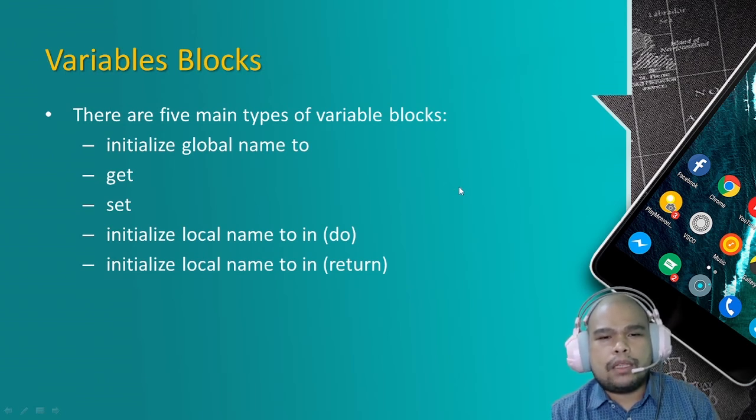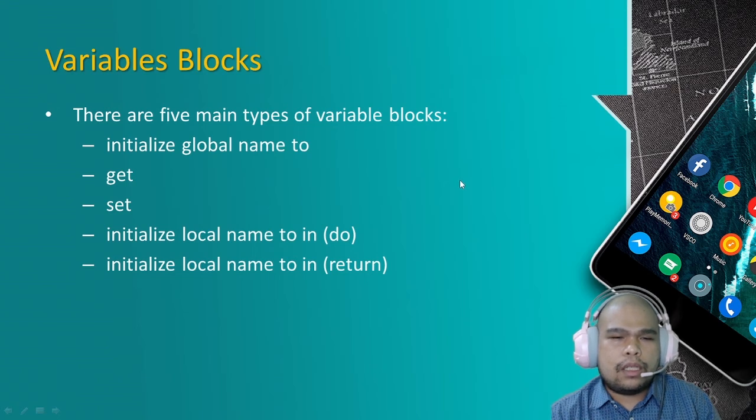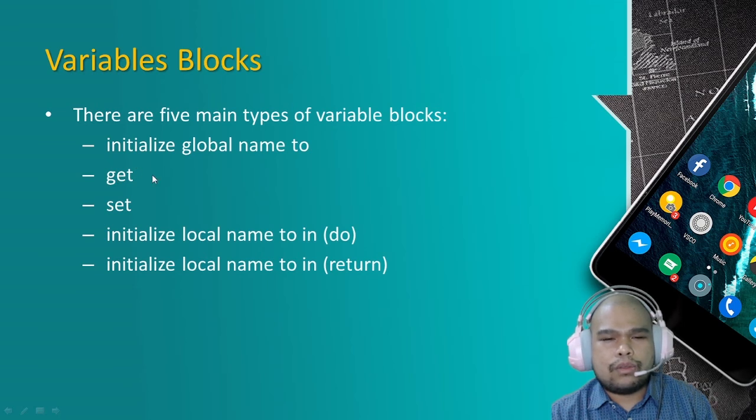Okay? Now, let's proceed with the variable blocks. There are 5 main types of variable blocks. So, initialize global name. Let's say creating a global variable. Get, okay? So, to get the value, set the value is like providing a numerical value, let's say a variable declaration, okay? Then we also have initialize local name to in, then do, or initialize local name into return.